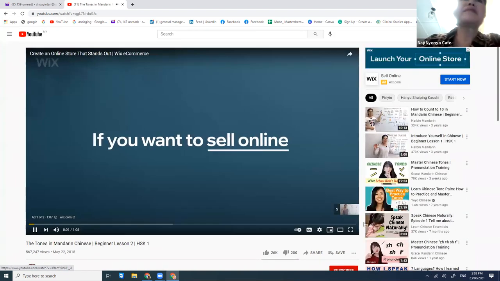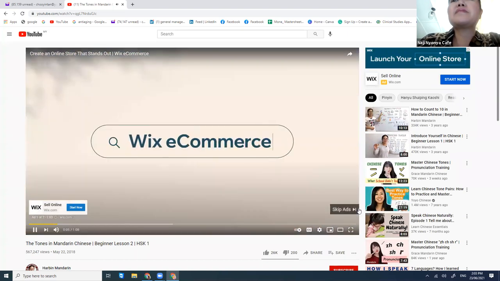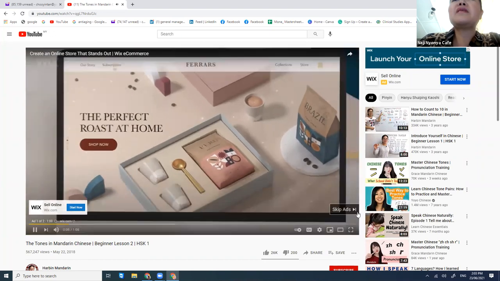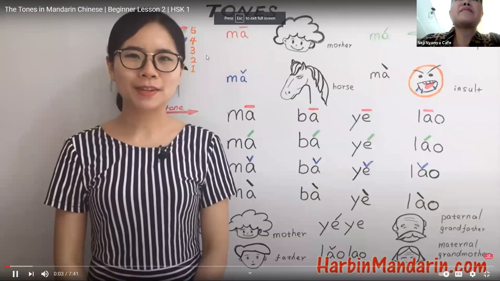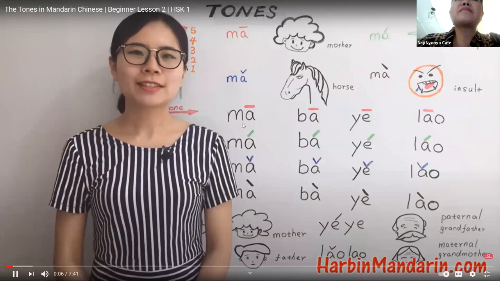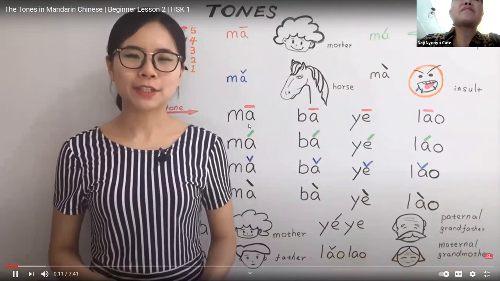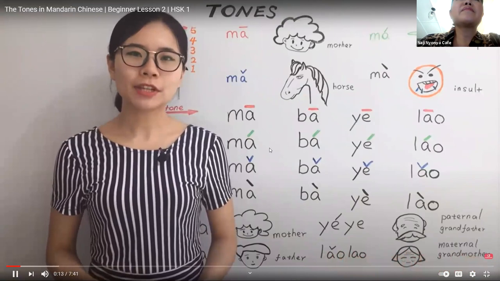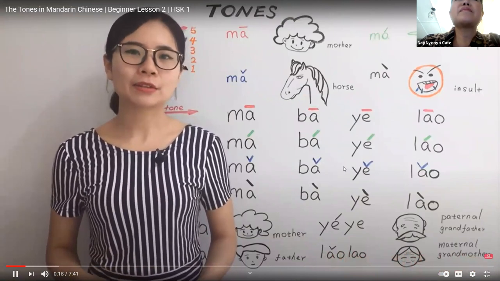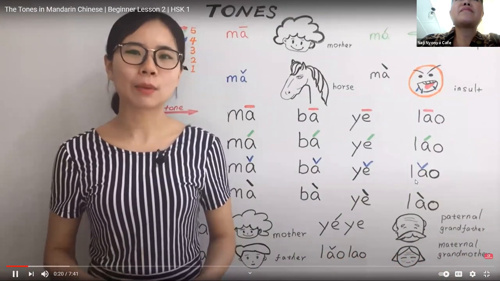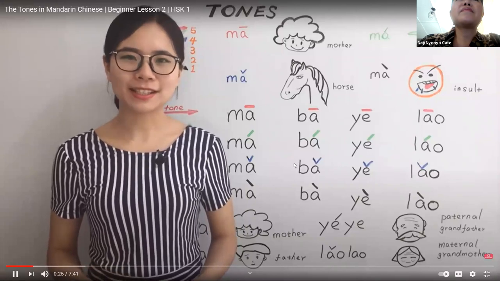If you want to sell online, make sure you stand out. Go to Wix e-commerce and create a professional online store. Hello, I'm Yi Shuang from HarbinMandarin.com. If you're interested in learning to speak Chinese, please subscribe to our channel on YouTube and visit our website. If you are interested in private Chinese lessons to accelerate your learning, I recommend you sign up for one-on-one lessons on our website. Today, we're going to learn the tones in Mandarin Chinese.